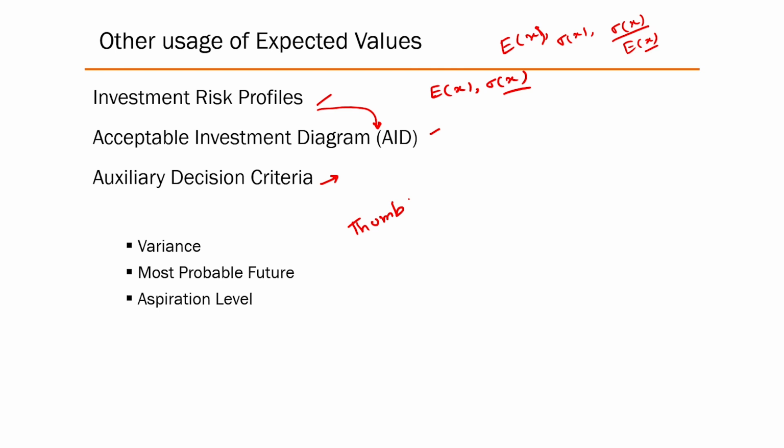Again, these are very subjective. An individual investor could have n number of different auxiliary criteria. These are some of the most common ones that are easy to understand and we'll look into in the course, right? So variance based, most probable future, and aspirational level. I will just introduce the three, four terms to you.